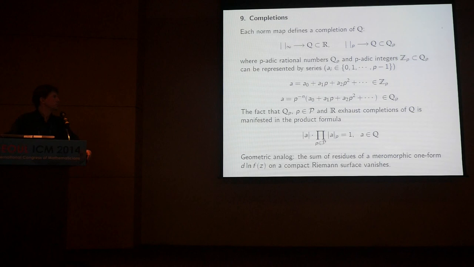So in fact, the fact that completions associated with prime numbers and real numbers exhaust all completions of the rational numbers is, for example, manifested in the simple product formula: for a rational number, the product of all norms is 1. This has a nice geometric analog. It says the sum of residues of a holomorphic 1-form on a complex surface vanishes.